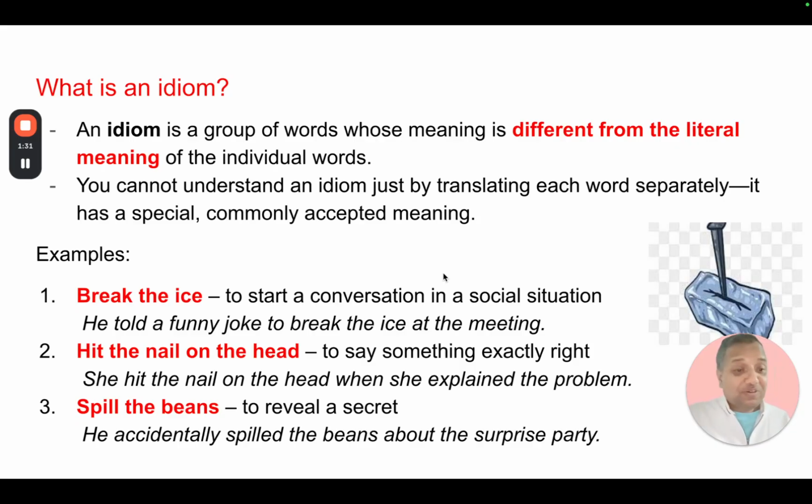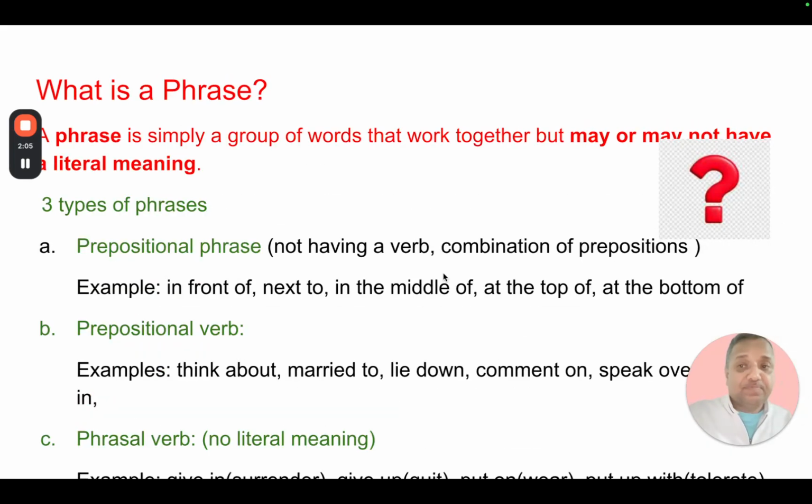Another one is spill the beans. So what does it mean? Spilling the beans means revealing a secret. Let's say you have something secret, and if you spill the beans to somebody, you tell the secret. For example, he accidentally spilled the beans about the surprise party. He didn't want to tell anyone about the surprise party, but accidentally he mentioned it. So he spilled the beans.